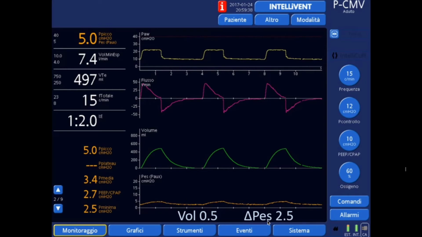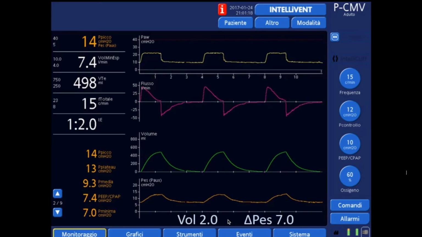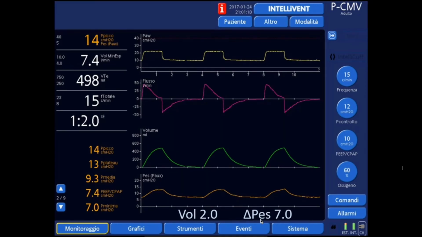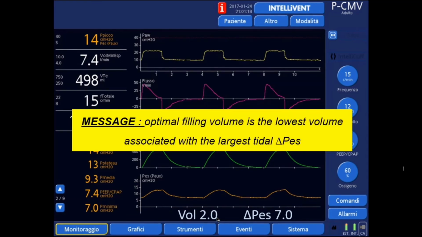We see a delta esophagus of 2.5. As I increase it to 2, it becomes 7. If I increase it further up to 4, it still remains 7. So the optimal is 2. So the idea is, the optimal filling volume is the lowest volume associated with the largest delta PES.